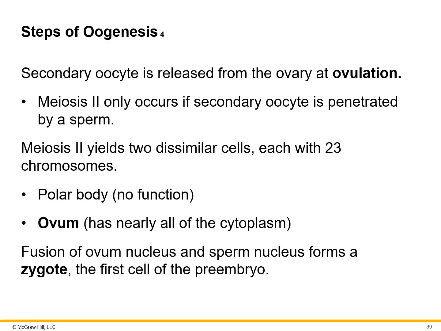Okay, so I'm just going over this. This is really nothing that you need to write down so much. But that secondary oocyte is released from the ovary at ovulation. Again, the polar body has no function.